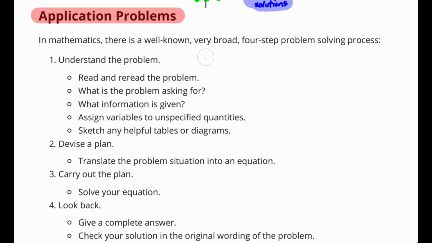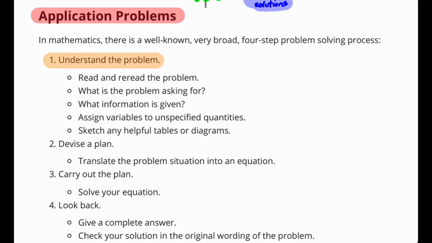Think about any variables that you can have for the specific values. If you need to sketch a table, sketch a diagram, sketch a graph, whatever it is, read and reread the problem. Make sure you understand it forwards and backwards. Make sure you understand what it's asking for and solving for that. Sometimes people will solve for something else and the problem's not even asking for that. And then breaking down what information is given. So step 1, understanding the problem.